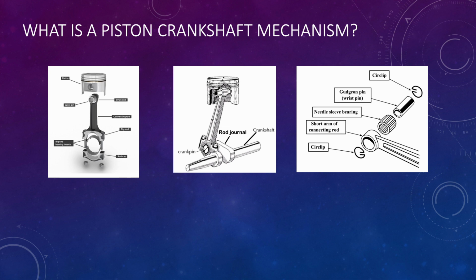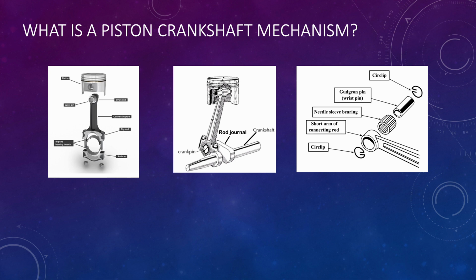A needle sleeve bearing is placed in between the walls of the short arm's circular portion and the wrist pin. This bearing has many long cylindrical rollers resembling needles in order to reduce friction along the rotating surface. Circlips are placed at the ends of the wrist pin inside of the piston in order to prevent axial motion of the wrist pin while permitting rotational motion.